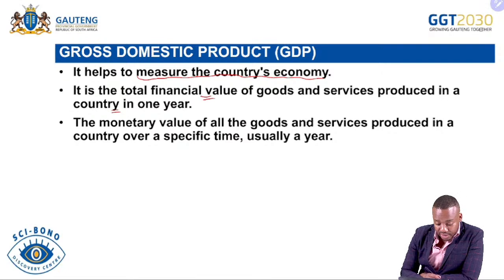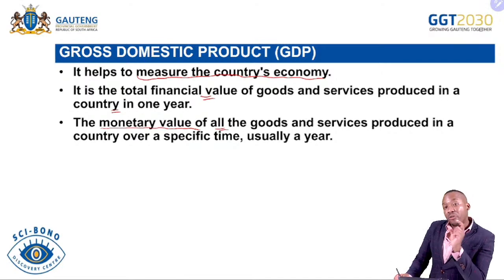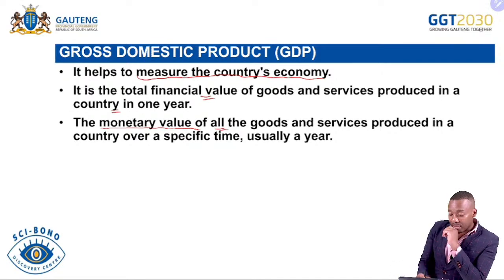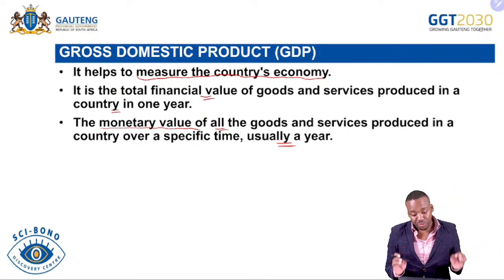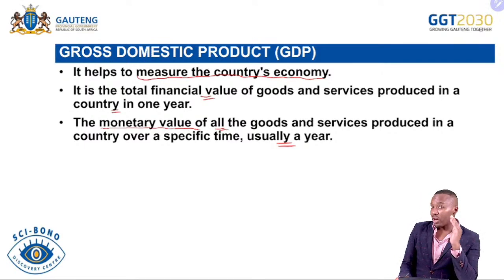Right? The second explanation of GDP is the monetary value of all goods and services produced in a country, again for a specific time. Which time are we talking about? For a period of a year. So when you are asked to explain what GDP is, you need to remember those two explanations. If you are doing economics or business studies, then this will be a bonus for you.